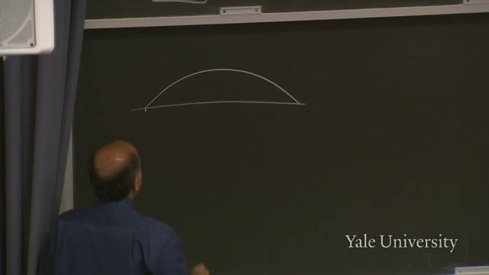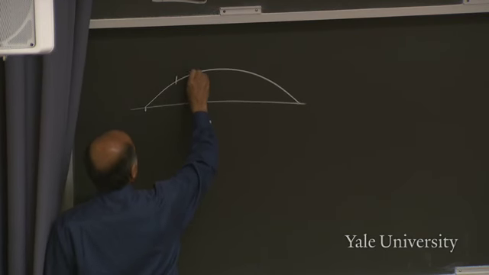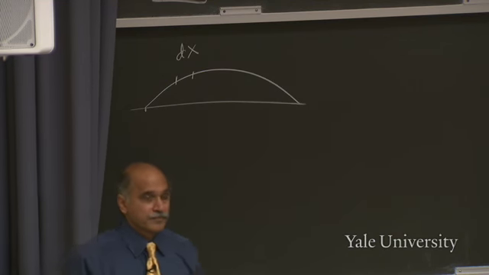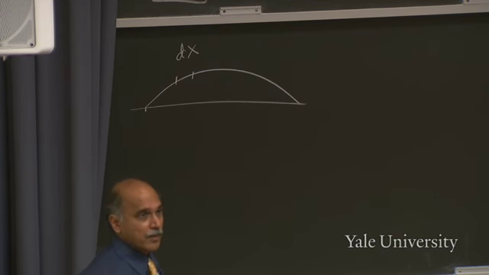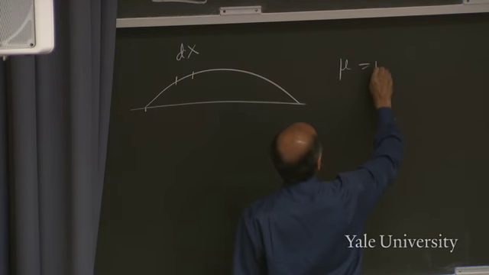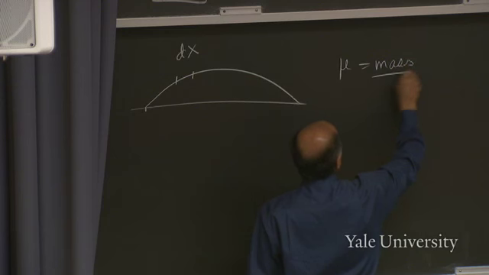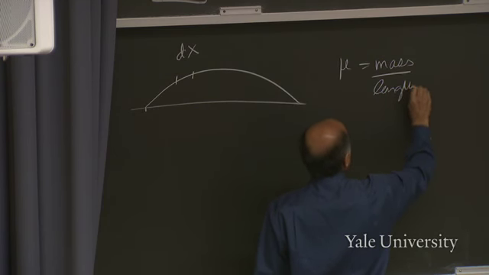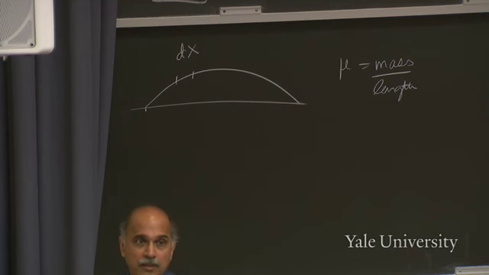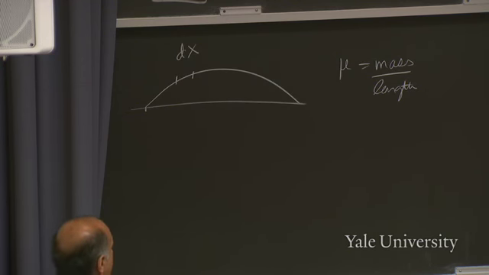And I'm going to analyze the fate of a tiny segment of length dx. An essential parameter here is called mu, which is the mass per unit length. That means you put the string on a weighing machine, you find the mass, and you divide by the length. For example, if you got a 10-meter string and it weighs 1/10 of a kilogram, then the mass per unit length is 1/1000 kilograms per meter.